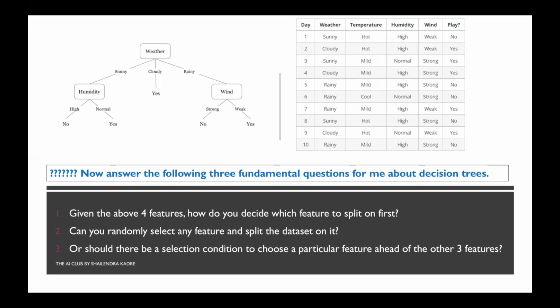The text that the slide says is, given the above four features, how do you decide which feature to split on first? Can you randomly select any feature and split the data set on it? So the question is, is it okay if we randomly pick any feature and keep on doing it at random? Will we be getting correct accuracy always? Or should there be a selection condition to choose a particular feature ahead of the other three features?